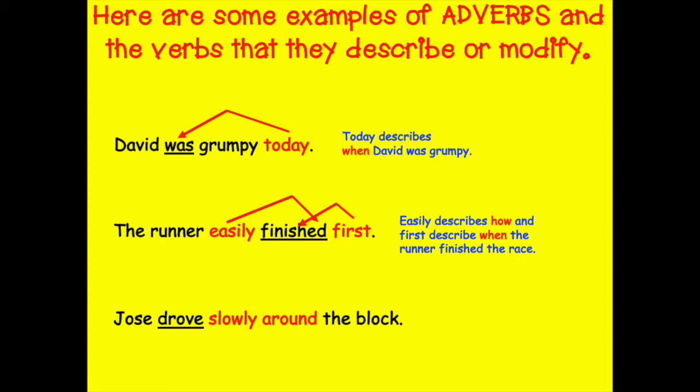Jose drove slowly around the block. Our verb is drove. Slowly and around describe how Jose drove. Slowly describes how, and around describes where he drove the car.